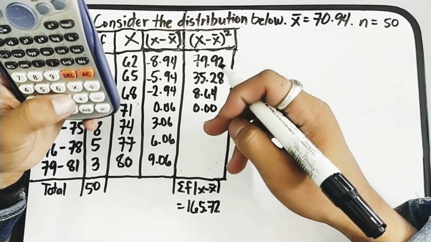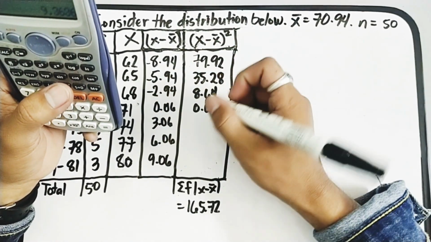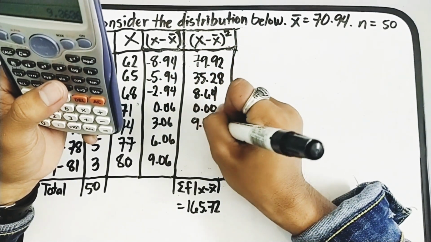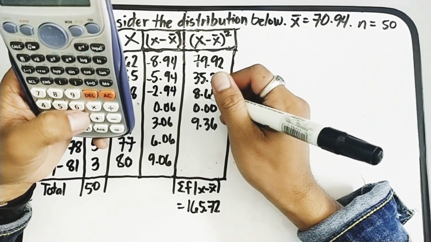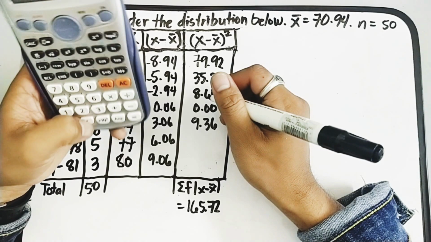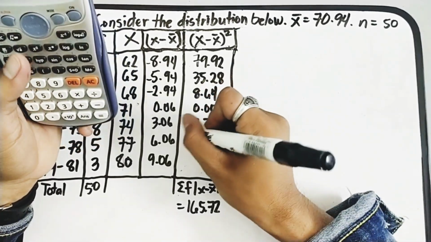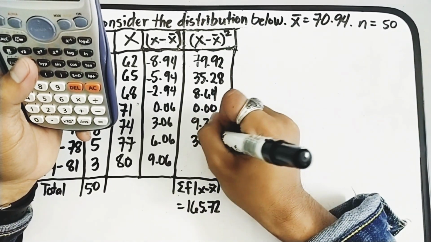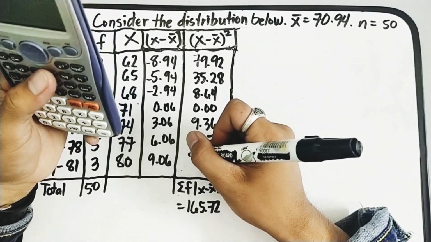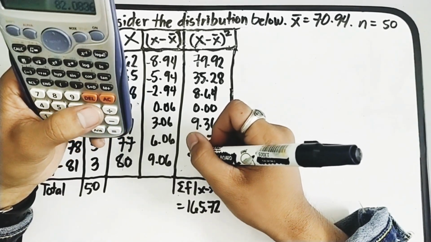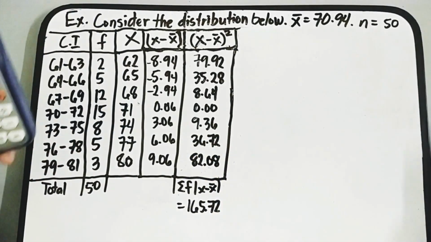So, ngayon, we have 3.06 squared. We have 9.36. And then, 6.06 squared, we have 36.72. And lastly, 9.06 squared. We have 82.08. So, hindi pa tayo natatapos dyan.